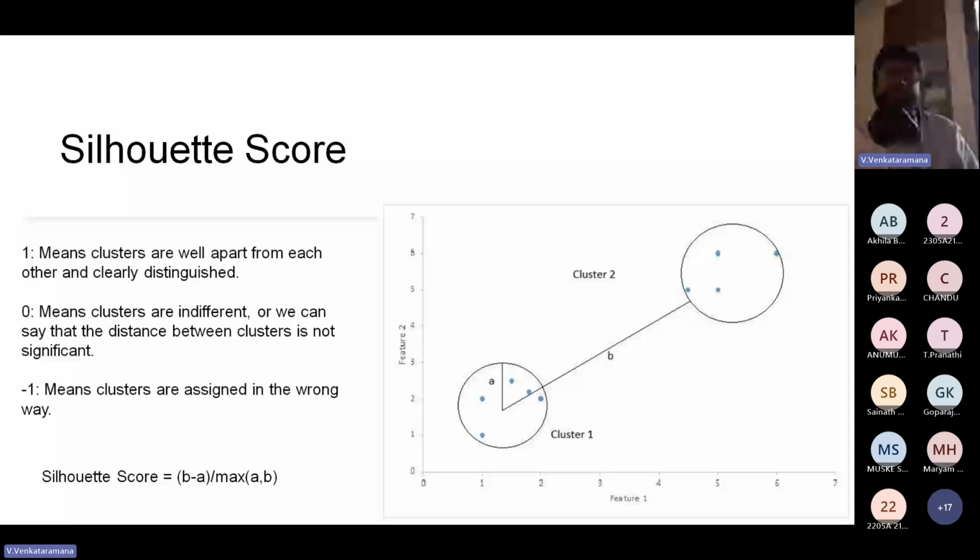What is A? The average distance within the cluster. So that is called A. Now calculate B minus A divided by max of A comma B. Then it is called the Silhouette score.